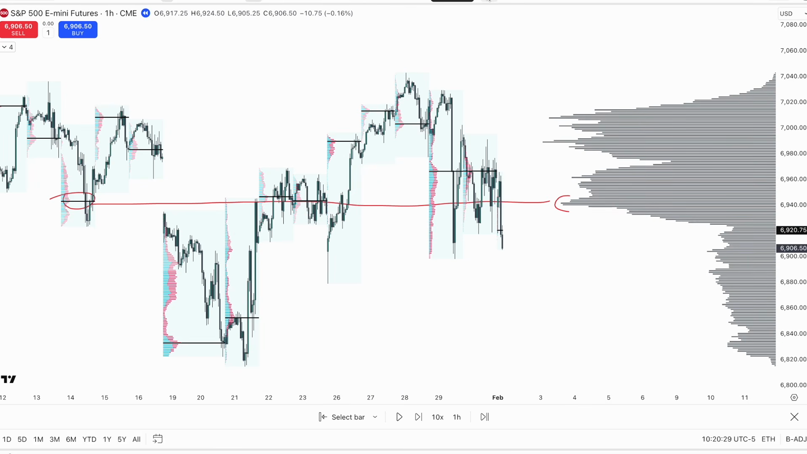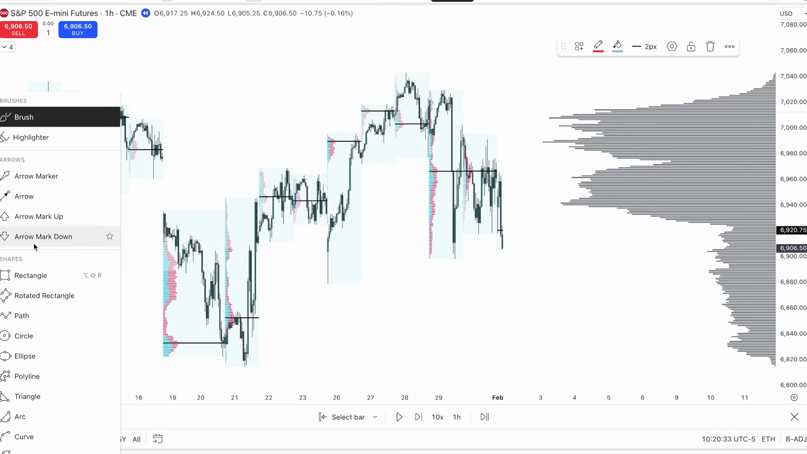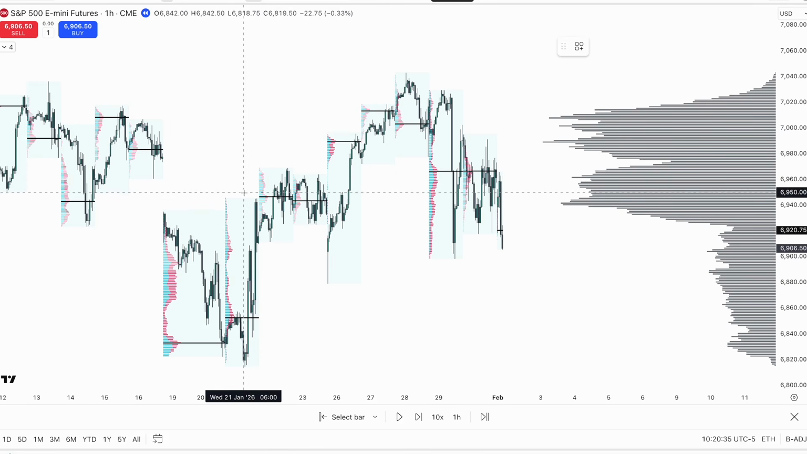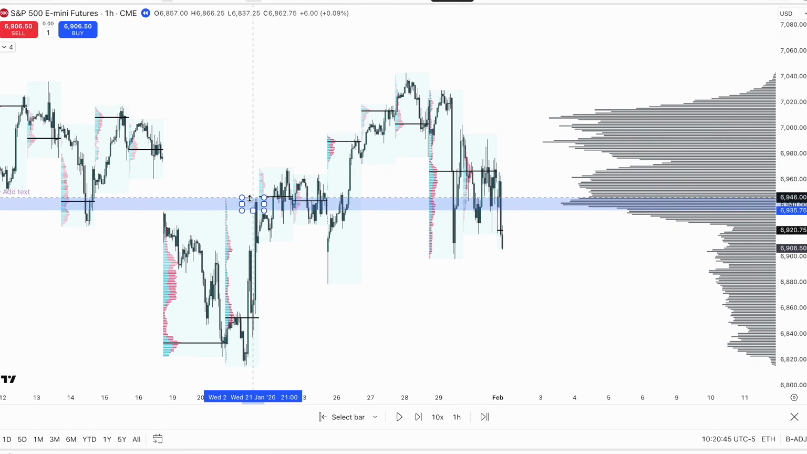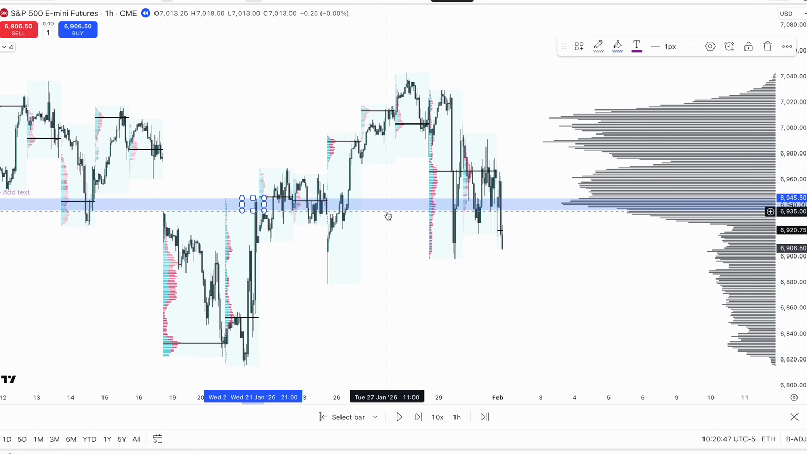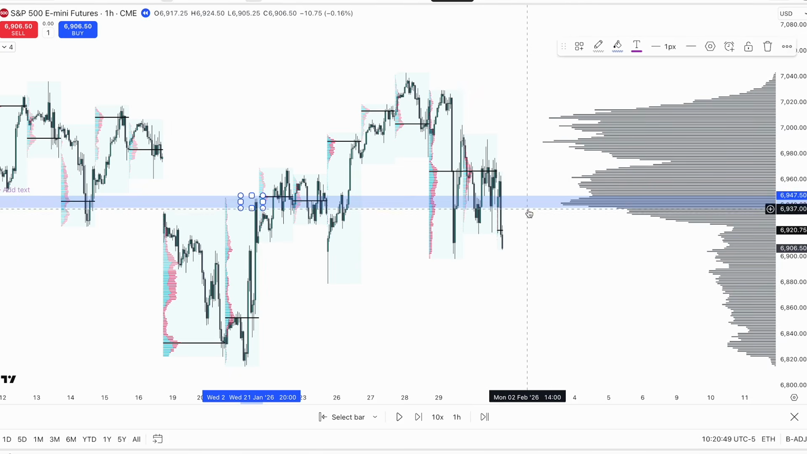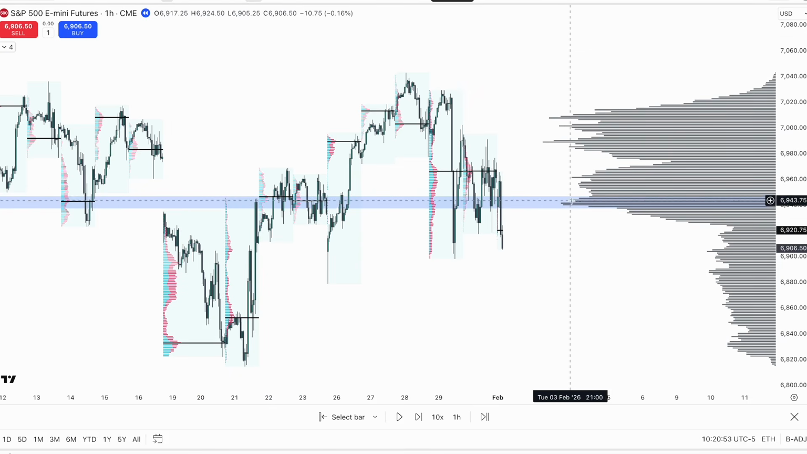So, what we want to do here is mark our anchor point. You're going to grab the rectangle tool and make sure that it's extended to both the left and the right in the settings, and then place it where the POCs align with the high volume node. You're not going to want to make it too thin or too wide. It should cover the area with the high volume node where the volume tapers off. So for example, this is on the ES, and that anchor point would be about 10 points wide here. Now once you mark your anchor point, we can move on to step 3.